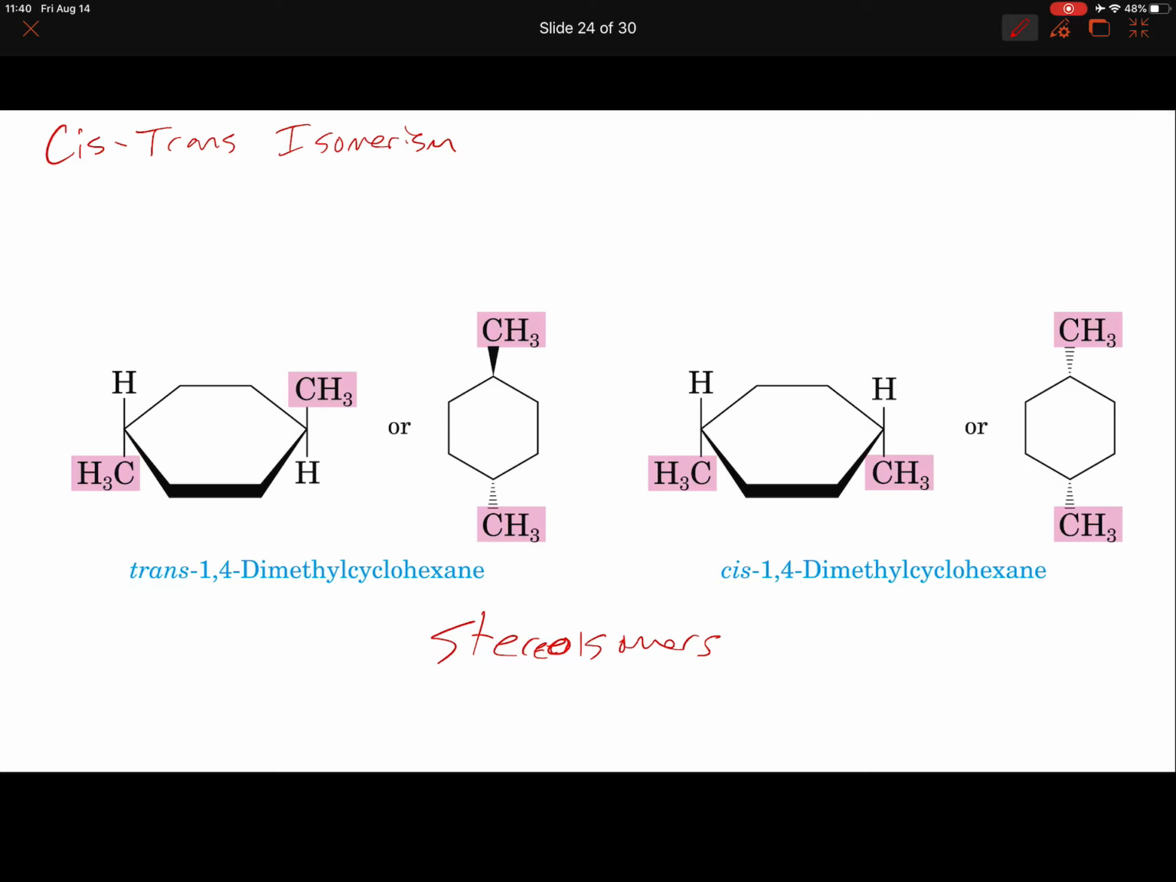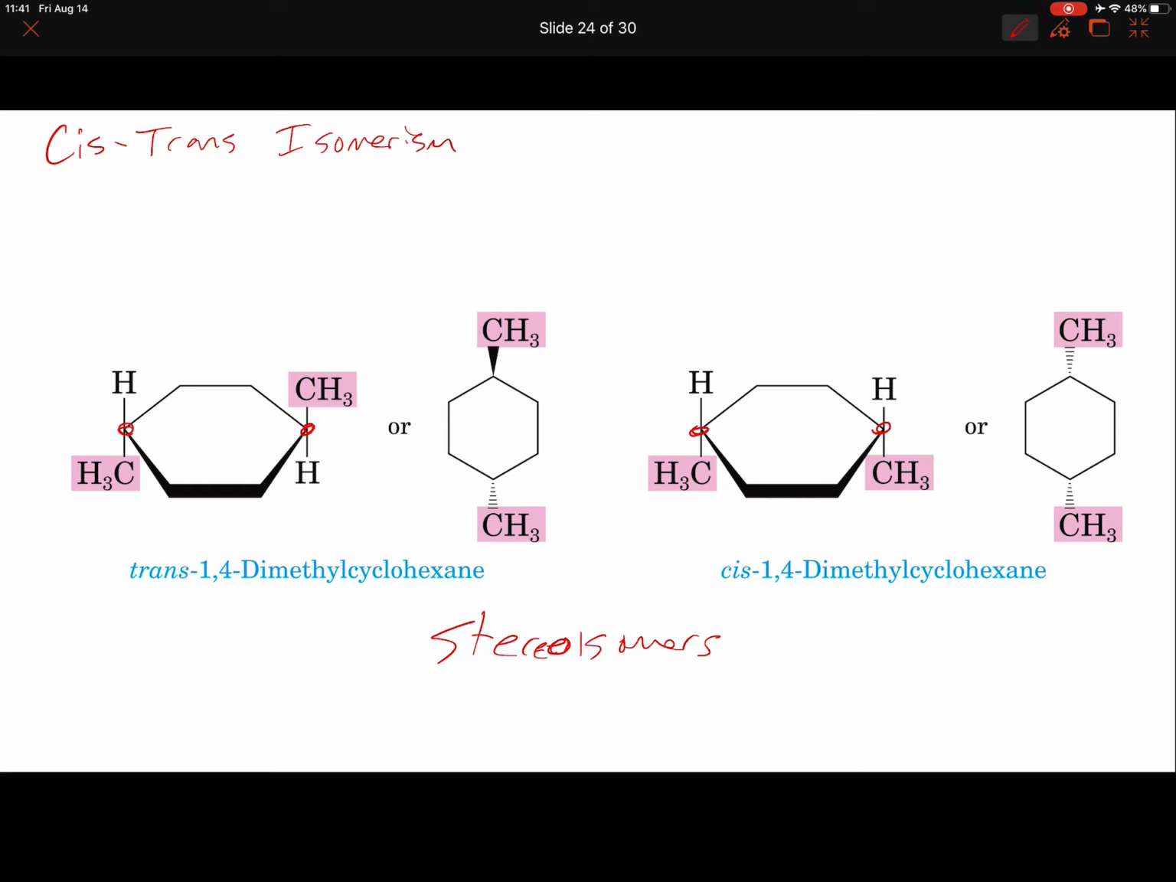These would not be constitutional isomers, because constitutional isomers have different connections, right? These have the same connections. The CH3 is on the same carbons in both compounds. Remember, that's what made constitutional isomers different for us in our examples, is that those groups were connected to different carbons.